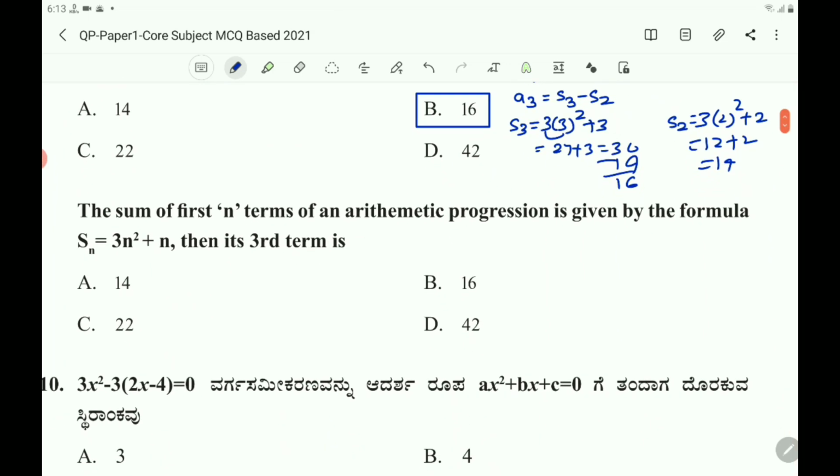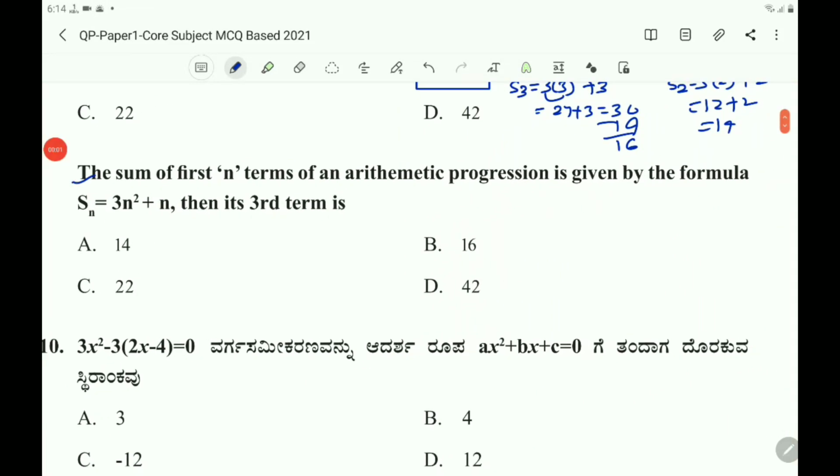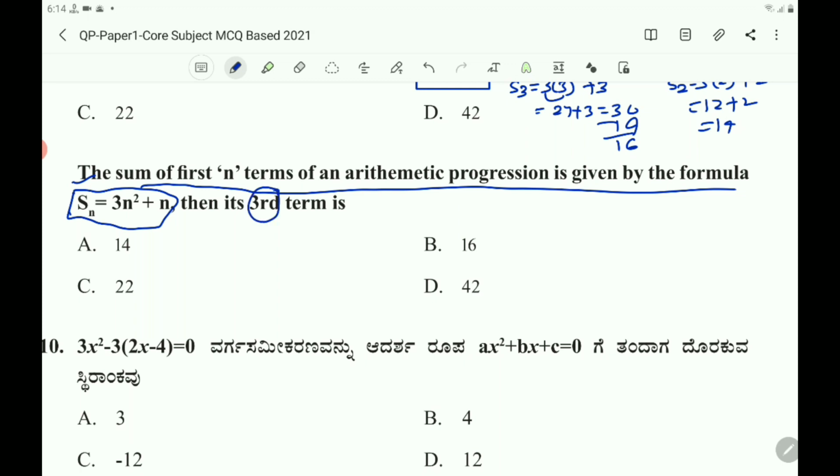Same question in English medium. The sum of the first n terms of an AP is given by the formula Sn = 3n² + n. Then the third term is, here you know the relation between an and Sn and Sn - 1. You know that an is equal to Sn minus Sn - 1. That is discussed in the hints of the chapter Arithmetic Progression. Go through that chapter and learn the concept.